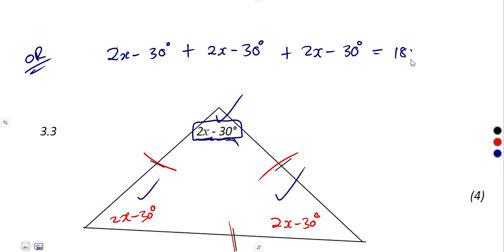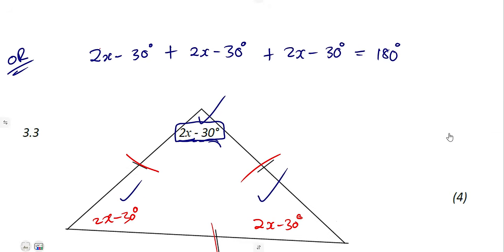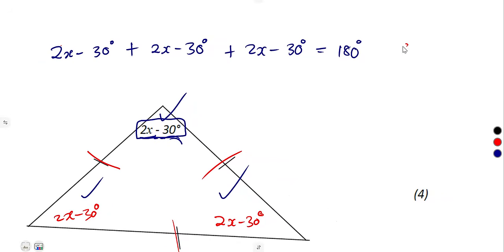We must get what? 180 degrees. From this one, we are referring to the sum of what? The sum of angles in a triangle. They add up to 180. So you're going to add the terms.